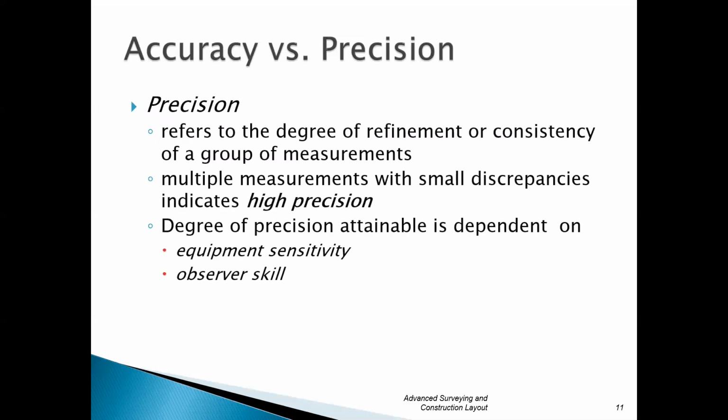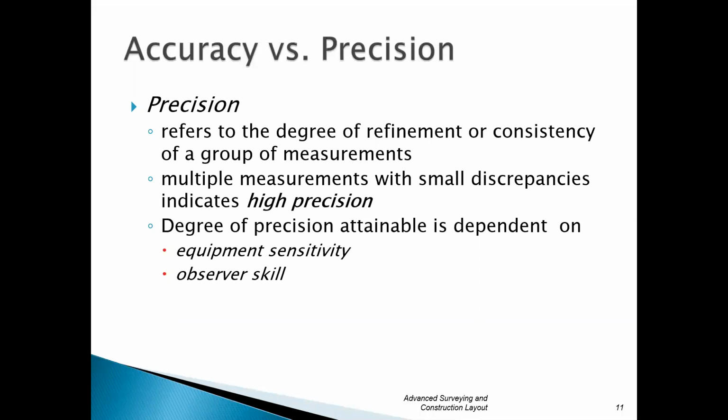Precision refers to one of two things: either the degree of refinement or the consistency of a group of measurements. What I mean by degree of refinement is, let's say you take a ruler that is graduated into inches and half inches. It's not very precise, because you can't get much better than a half an inch. You can estimate it to a quarter. But if you take another ruler that is graduated to the 16th of an inch, that has a higher degree of precision, because the numbers on there are smaller, so you can guesstimate it to a 32nd.